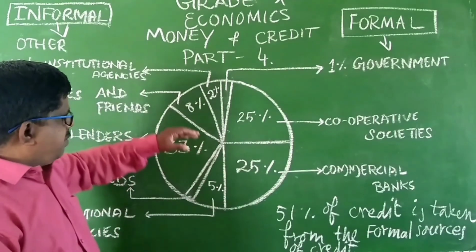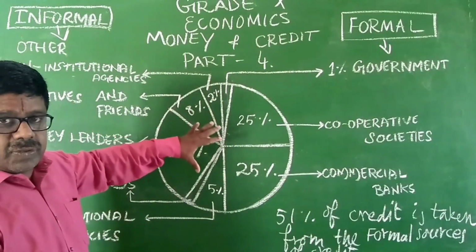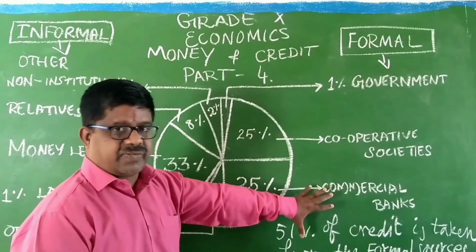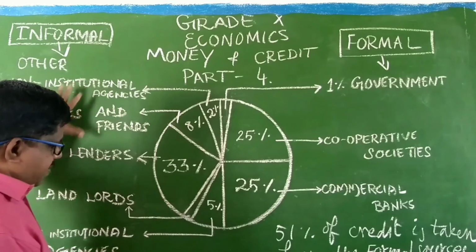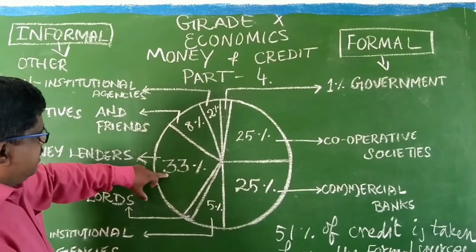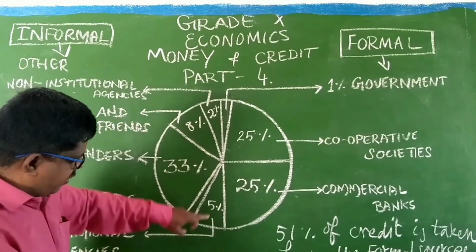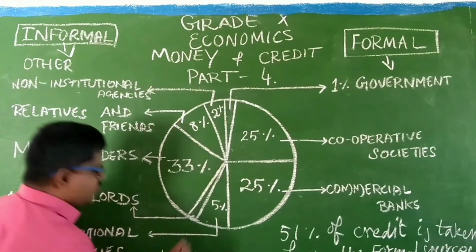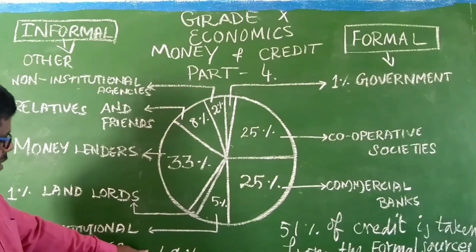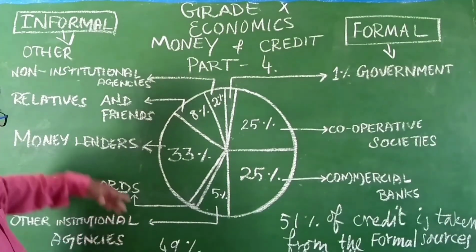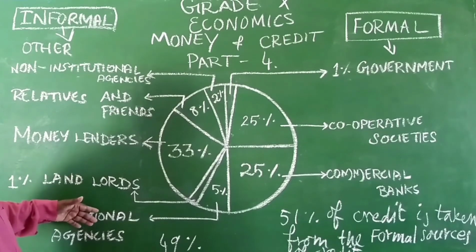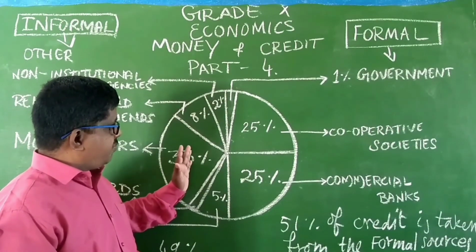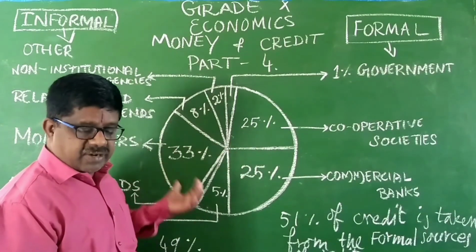This pie chart represents that in 2012, rural people in India took loans from the formal source of credit at 51%, and the remaining 49%, that is 33 plus 8 plus 2 plus 5 all together, is 49%. This 49% of loan or credit is taken from the informal source of credit. We must understand these sources of credit, formal source of credit and informal source of credit.